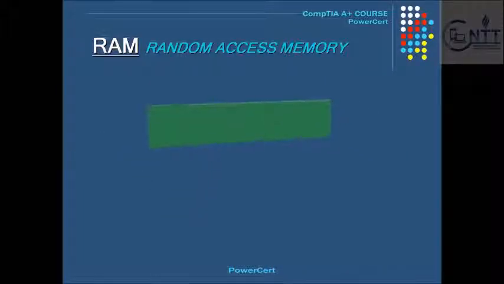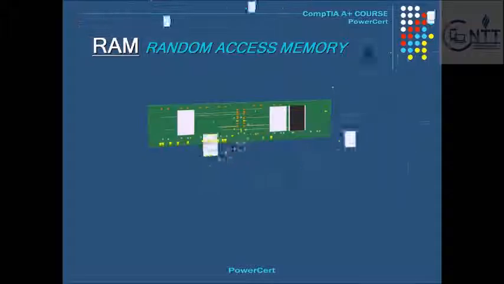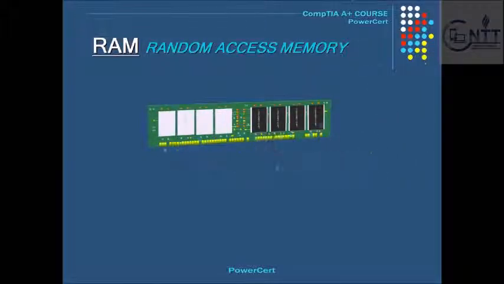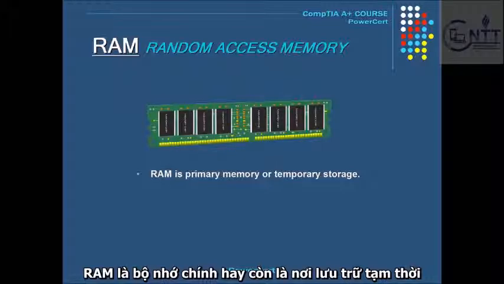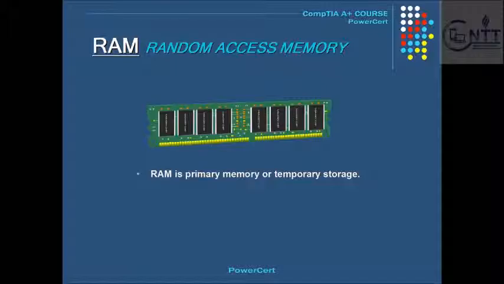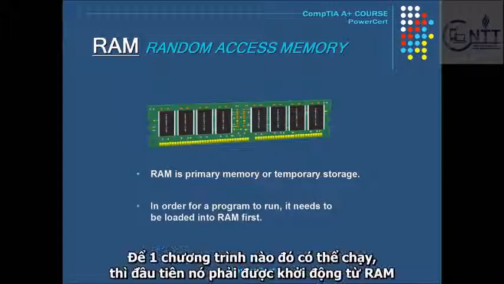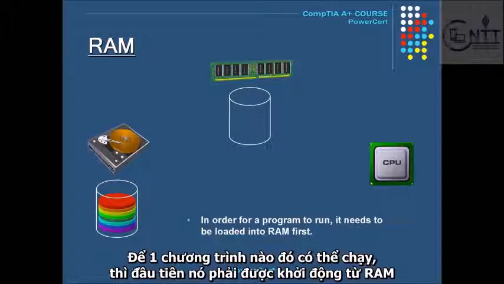In section 1, we talked about secondary memory, which is permanent storage. This dealt with hard drives. Now we'll talk about primary memory, or temporary storage. This is called RAM. RAM stands for Random Access Memory. In order for data or a program to run, it needs to be loaded into RAM first. So here is how it works.